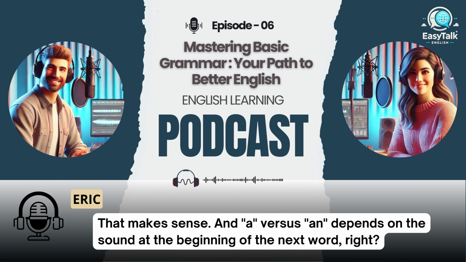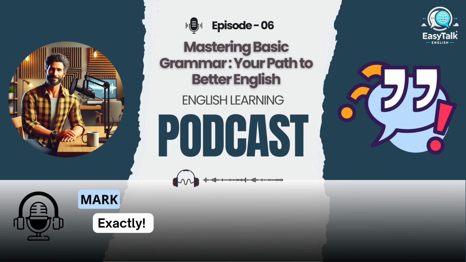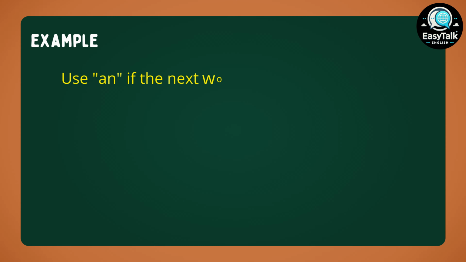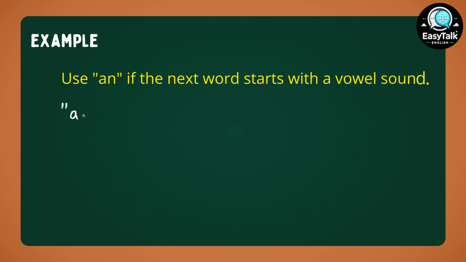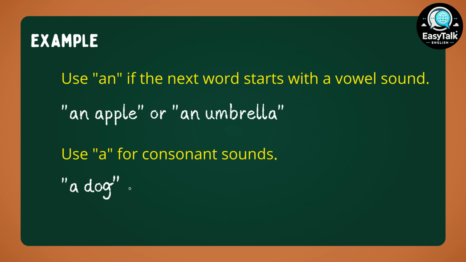That makes sense, and a versus an depends on the sound at the beginning of the next word, right? Exactly. Use an if the next word starts with a vowel sound. For example, an apple or an umbrella. Use a for consonant sounds, like a dog or a house.